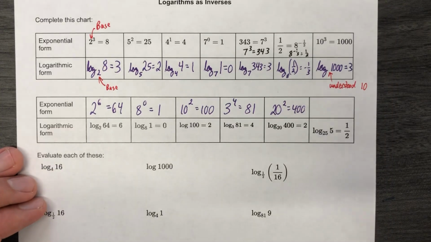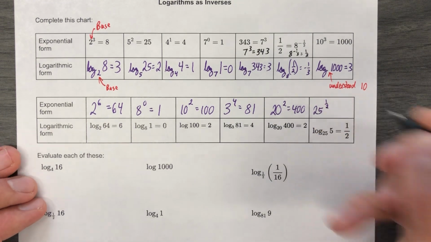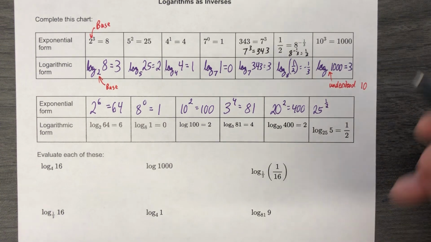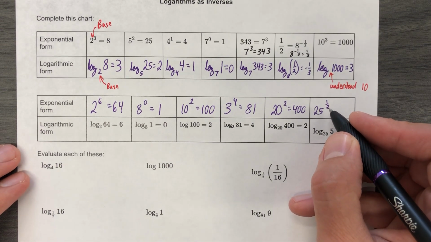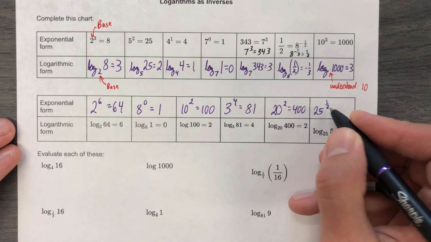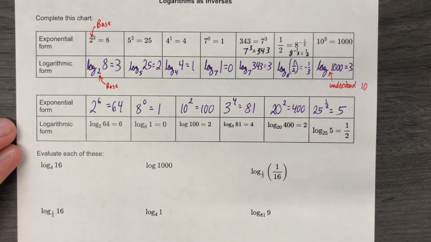And then last one, this one's fun. 25 to the 1/2. Whoa, you can have an exponent that's a fraction? Sure can. This is the same thing as a square root, by the way, and we'll talk about this more in the next video. But an exponent of 1/2 is a square root. That means I'm taking the square root of 25, which would be 5.